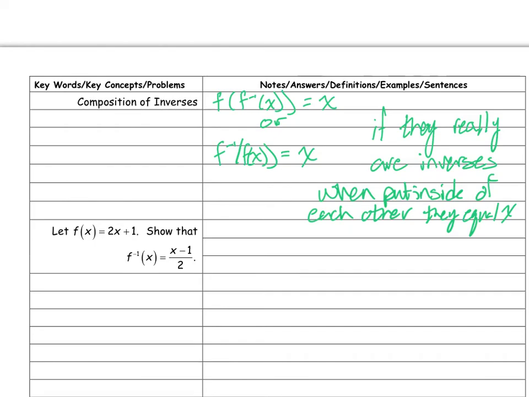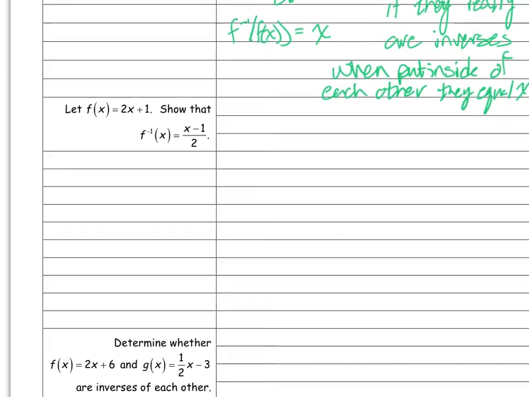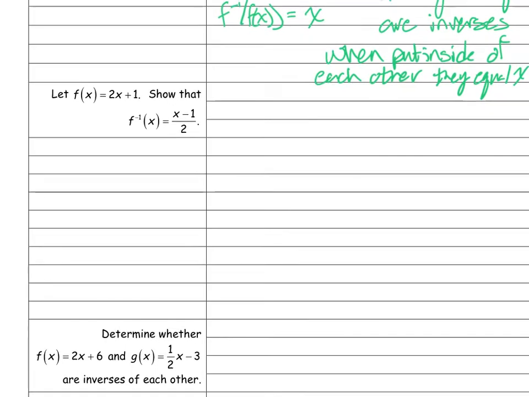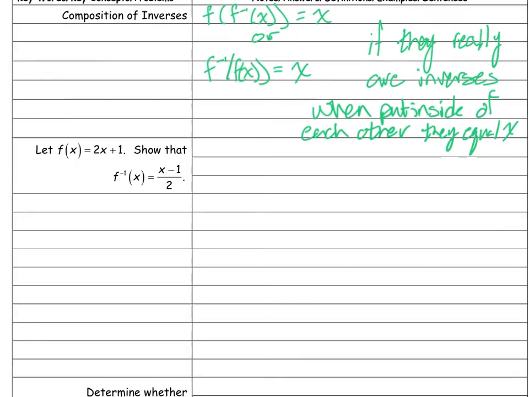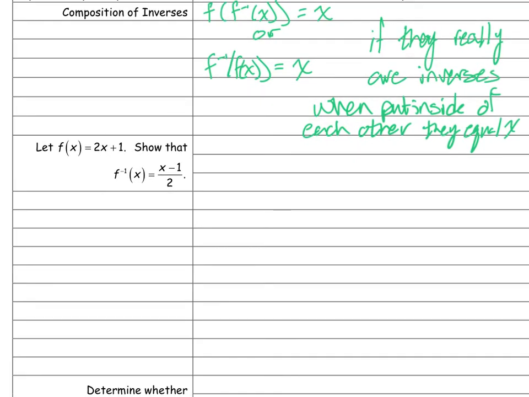So we're going to slide up here a little bit, and it says, let f of x equal 2x plus 1. Show that f inverse of x equals x minus 1 divided by 2. So how do I show it? Well, I'm going to use my definition that I just had. I'm going to put either this in here, or I'm going to put this in here. I only have to do it one time. Okay, I only have to do it once.